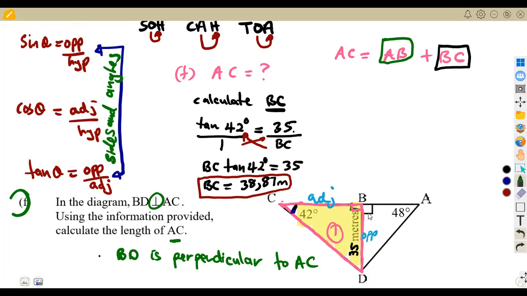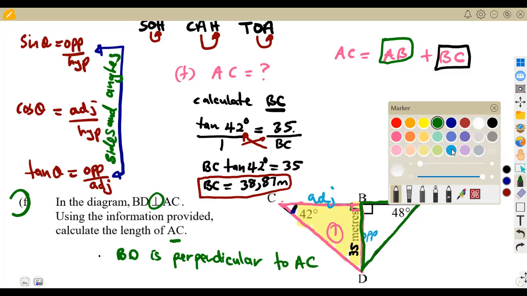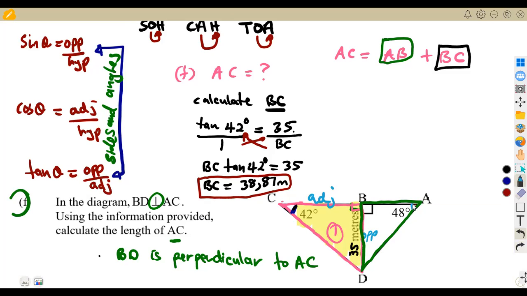So to find AB, this time we are going to concentrate on triangle BDA. We are going to focus on this right angle triangle because our ratios are found on a right angle triangle. So on this right angle triangle, you are going to calculate the side AB. According to the angle that you're given, the angle of 48 degrees, what is the side that you're given? Remember, use what you're given. We're given BD, which is the opposite. What are we supposed to find? We are supposed to find AB.